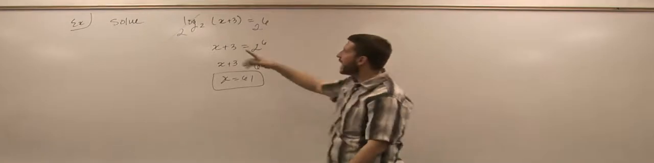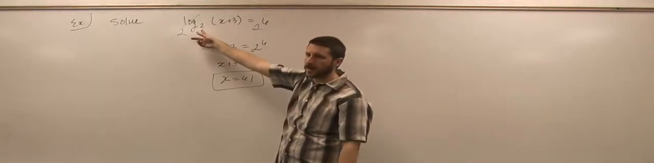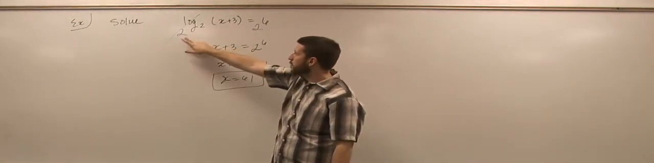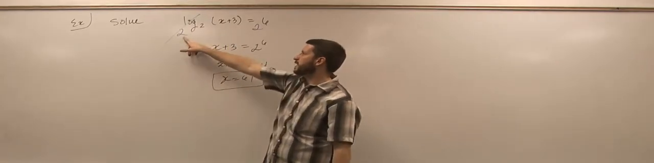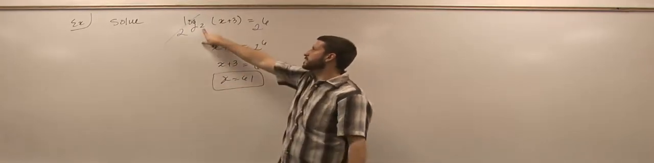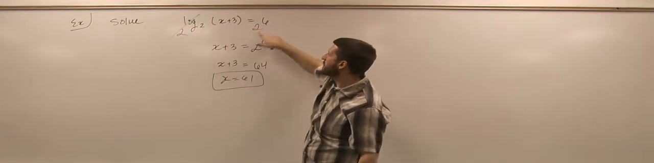So to get rid of log base a, log base 2, log base 5, log base whatever, you use the exponential function with the same base. So if this were log base 5, you'd put 5 on both sides as your base.